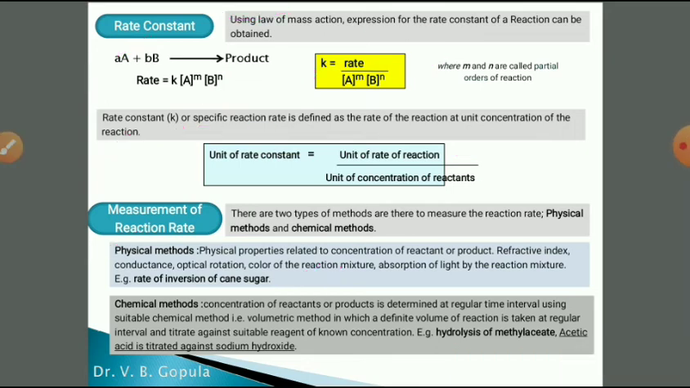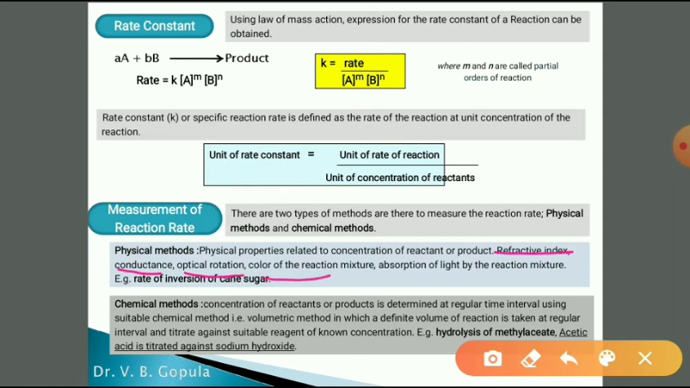Now let's see the measurements of a reaction rate. There are two types of methods to measure or record the reaction rate. The first one is a physical method and the second one is a chemical method. In a physical method, we use physical properties related to the concentration of the reactant and the product, such as refractive index, conductance, optical rotation, color of the reaction mixture, and absorption of light by the reaction mixture.